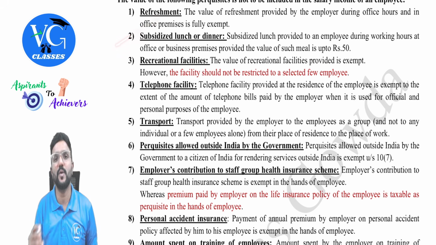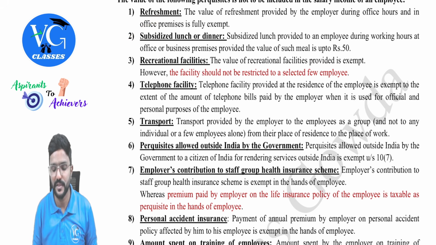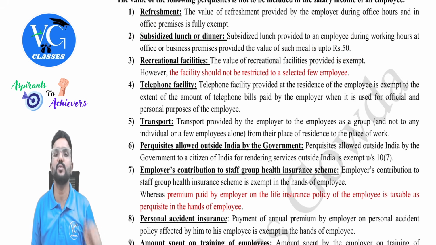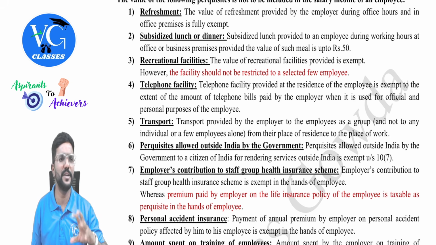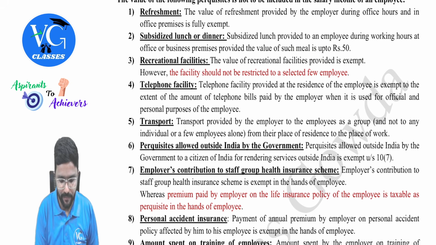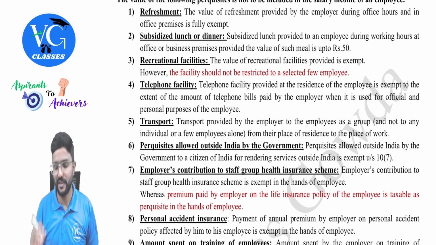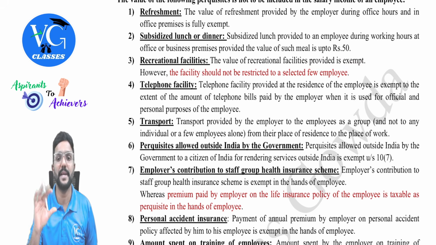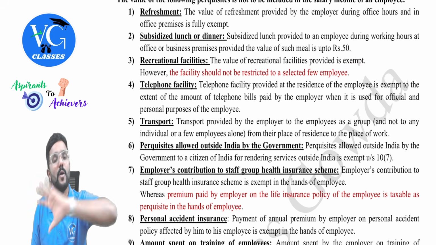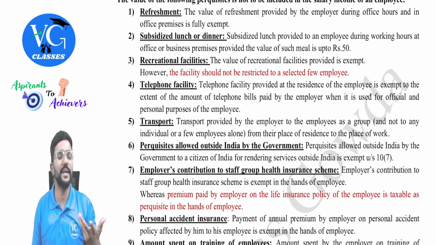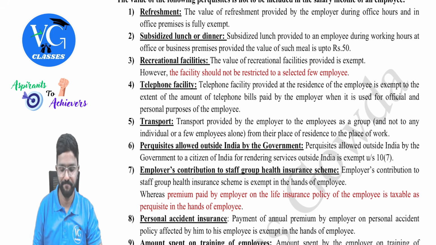Then lunch or dinner provided during the office hour in the business premises will be exempt up to rupees 50. If it is more than 50 rupees, then the difference would be taxed. Whereas if it is with respect to tea, coffee, snacks and all, it is fully exempt, guys, irrespective of the value. Then recreational facilities. The value of recreational facilities provided to an employee will be exempt, provided it is provided for all in general. If it is provided to a few selected employees, then it will be taxable for them.